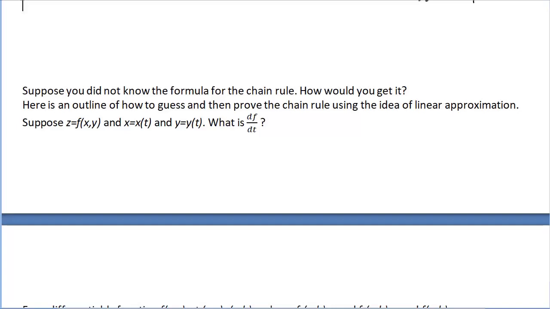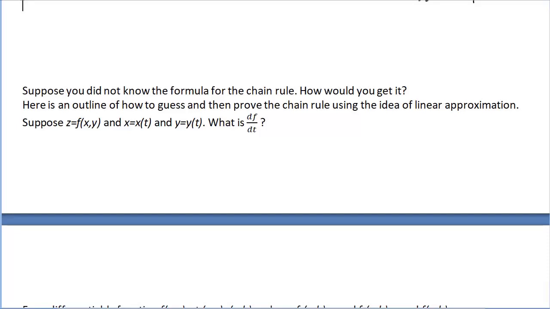So a bit more about the chain rule for multivariable functions. Previously I talked about one or two steps that you could do in order to get what the chain rule is. But that was coming from the point of view of I knew what the chain rule was, and all I had to do was sort of show you one or two steps. Now let's take it from a different point of view. Suppose you did not know what the formula for the chain rule was. How would you get it?